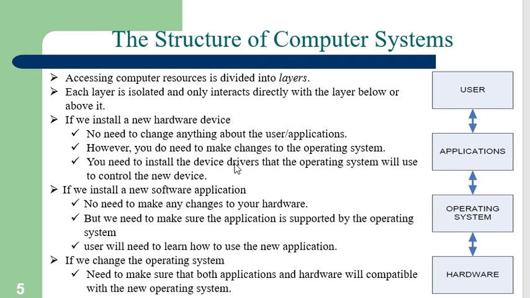And the structure of the computer system. The computer system has four layers. The first one is the user, then application, operating system, and the hardware layer. Each layer is isolated and only interacts directly with the layer below or above it.